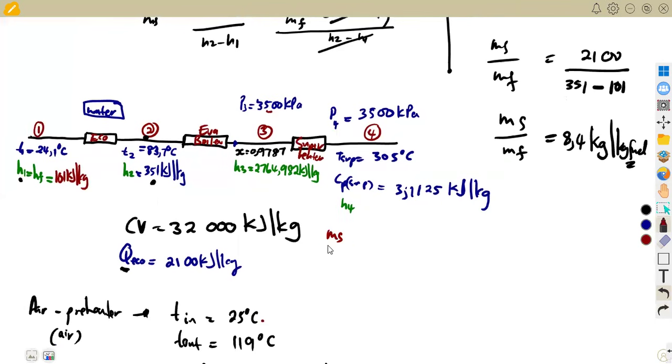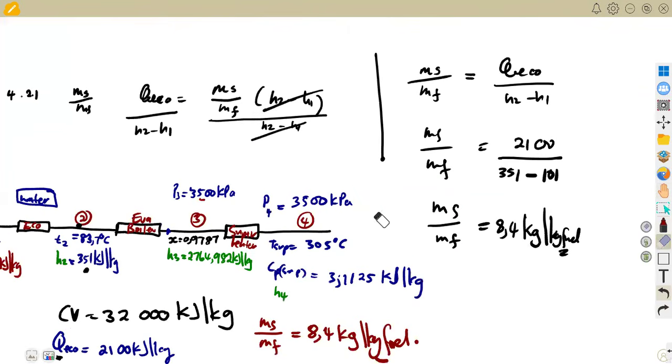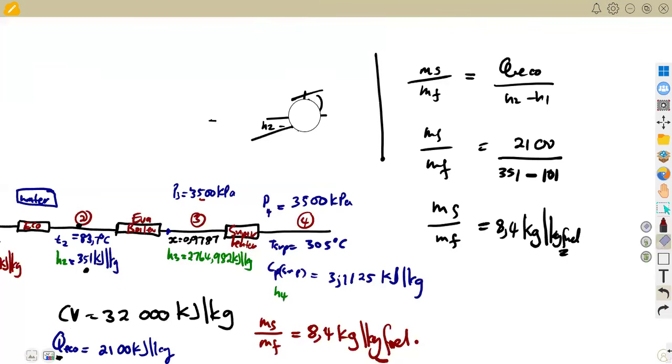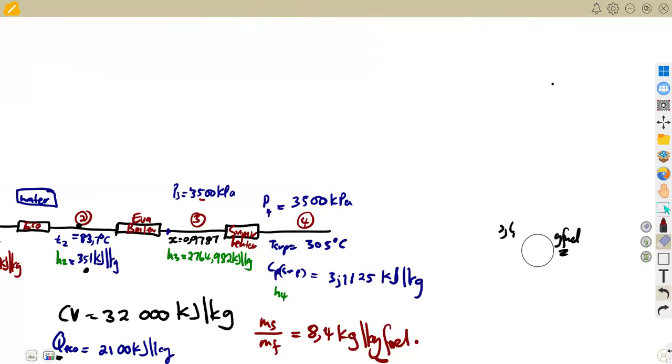So Ms over Mf is equal to 8.4 kilograms. This is mass, kilograms per kilogram of fuel. All right, this one we are going to need. I'm just reserving this for calculations, guys. That's why I'm erasing this, so that I do not go far from the diagram, so that you understand me if I'm working closer to the diagram.